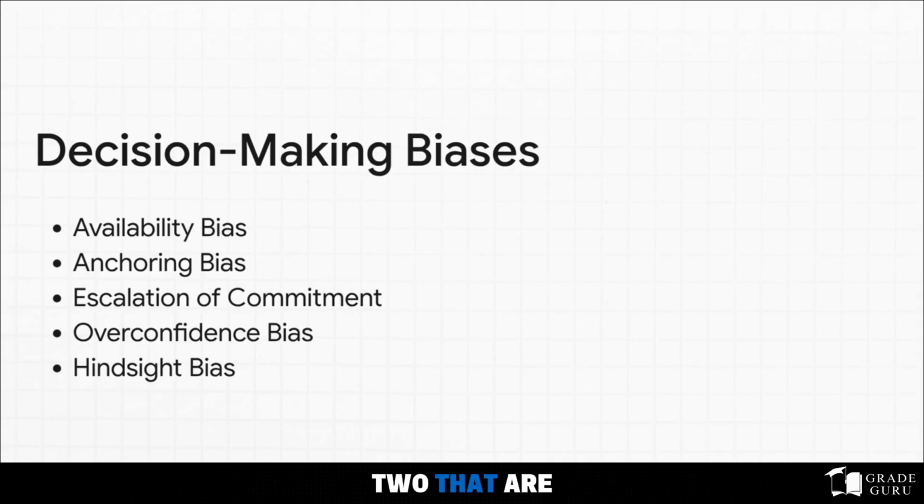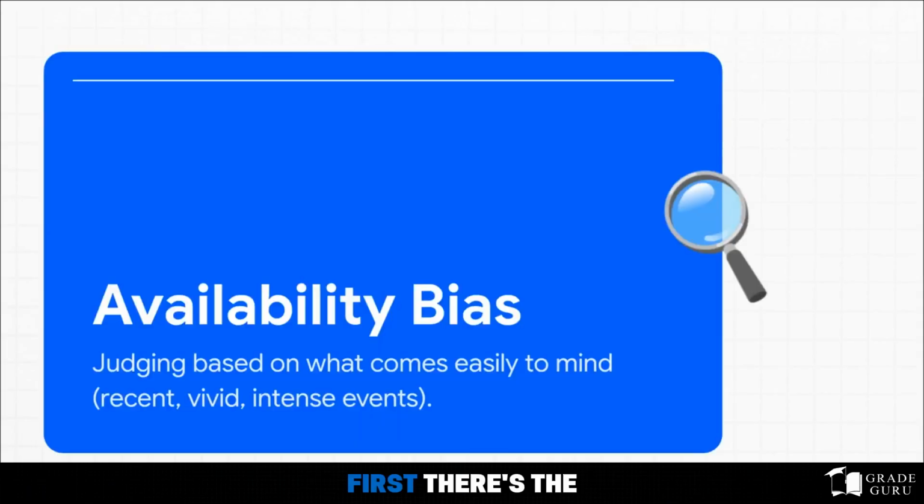Let's break down 2 that are absolutely critical to know. First, there's the availability bias. This is our brain's tendency to judge how likely something is based purely on how easily an example pops into our head. So if you just saw a dramatic news story about a plane crash, you're going to think plane crashes are much more common than they actually are. That vivid, recent memory is more available, and it totally skews your judgment.